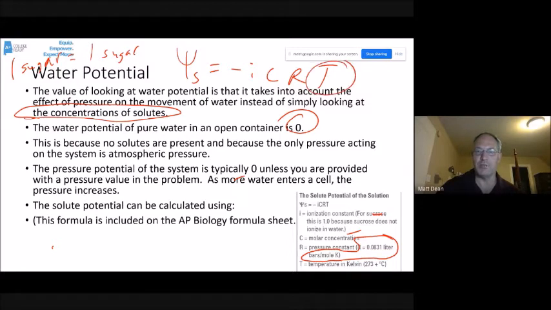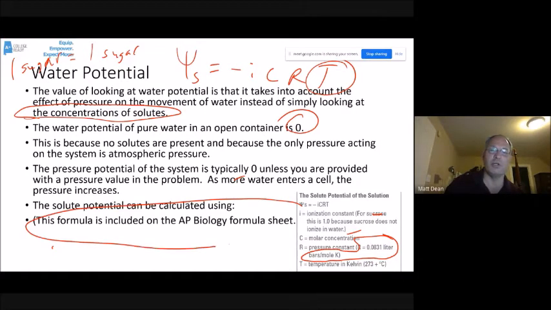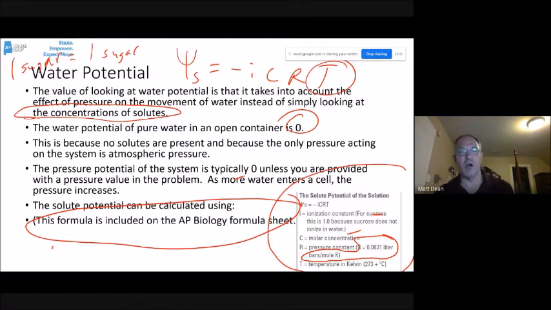T is temperature. The temperature has to be in Kelvin for this to work. It's an absolute temperature. They're probably going to give you temperature in Celsius. To change from Celsius to Kelvin, you add 273. So remember that when you're given a Celsius temperature, add 273 to it to get to Kelvin. Again, all of this is included on your AP Bio formula sheet, which you can use throughout the whole exam. This is a screenshot of part of that formula sheet.